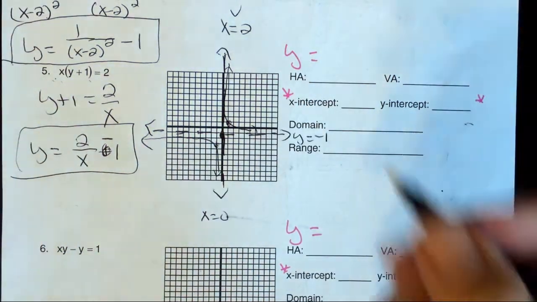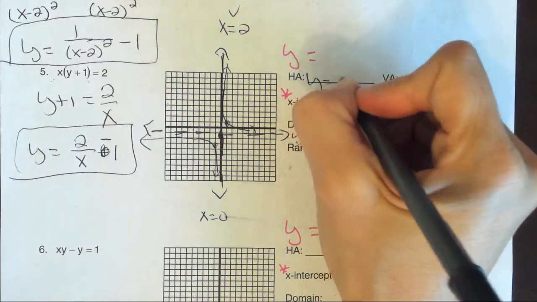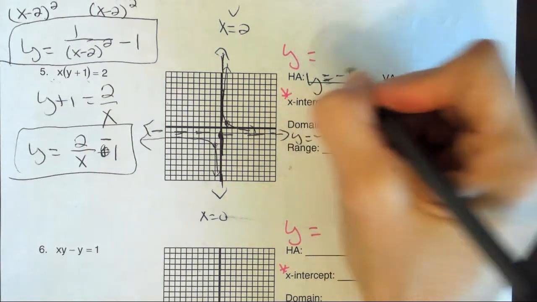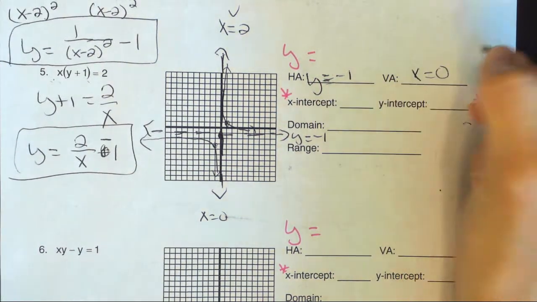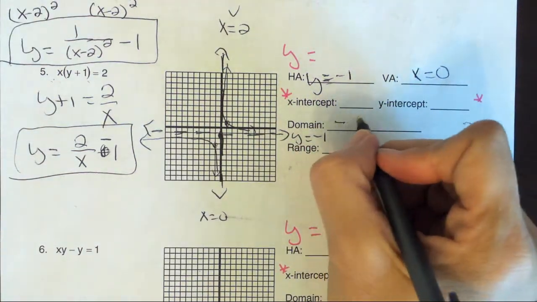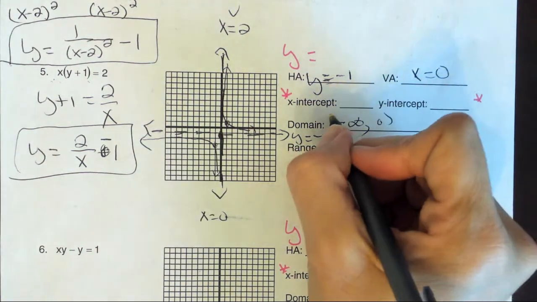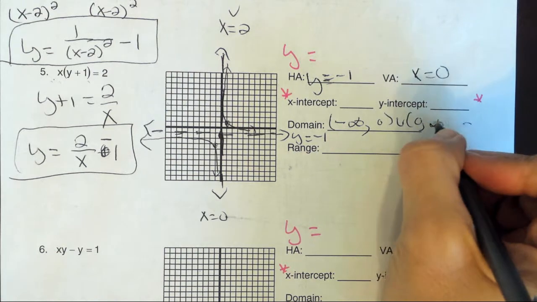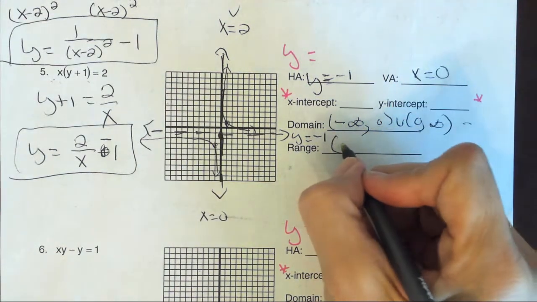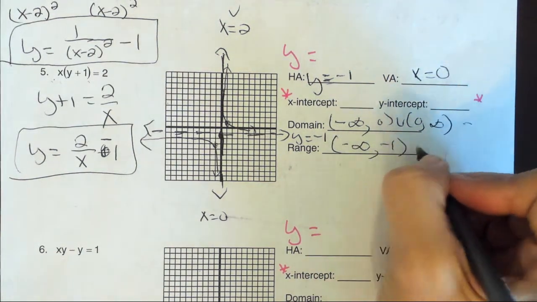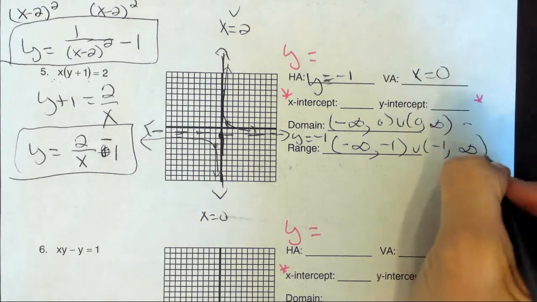Okay, so now I should be able to answer all the questions. So y equals negative 1, x equals 0. My domain is going to go from negative infinity to 0, and 0 to infinity. My range is going to go from negative infinity to negative 1, and from negative 1 to infinity.